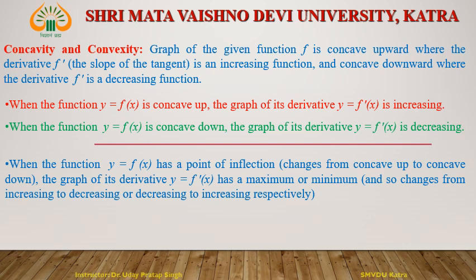A given curve is represented by some function, whether y is equal to f(x), or z is equal to a function of x, y, or in two variables f(x,y) is equal to 0, right? y is equal to f(x) or f(x,y) equal to 0. A given curve represented by the function is said to be concave upward where the derivative f dash is an increasing function, and concave downward where the derivative f dash is a decreasing function.